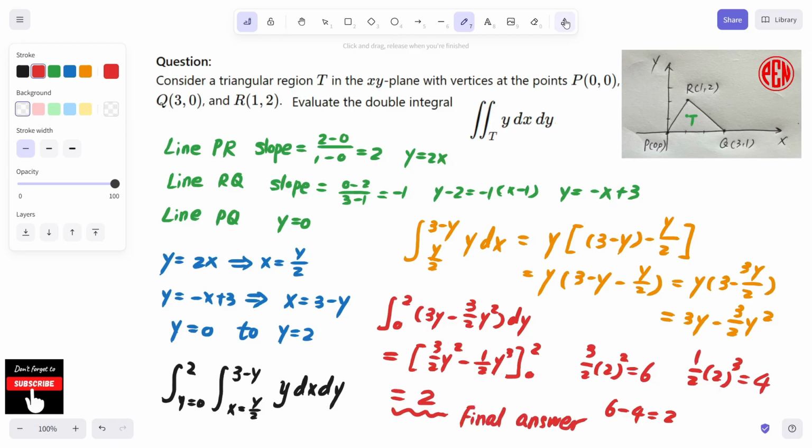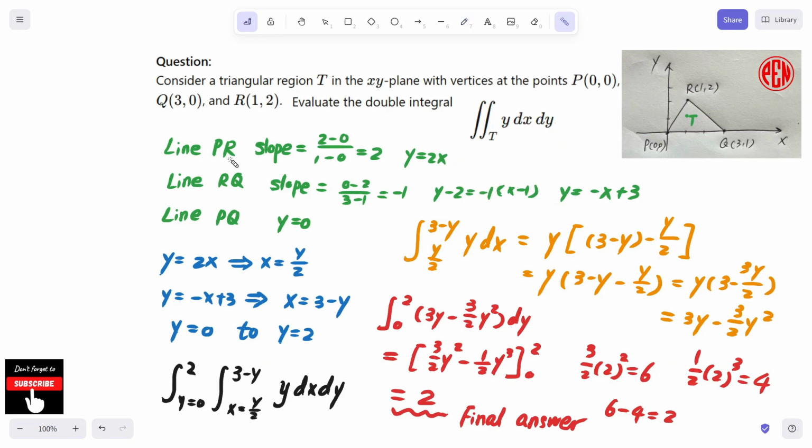Here's the key technique we used. First, sketch or imagine the triangle. It really helps to see the boundaries. Identify the lines forming the edges and solve for x or y if needed. Choose the order of integration that gives you simple bounds. In this case, integrating with respect to x first was easier. Treat variables correctly. During inner integration, the other variable is just a constant. Keep your expressions clean and simplify as you go.